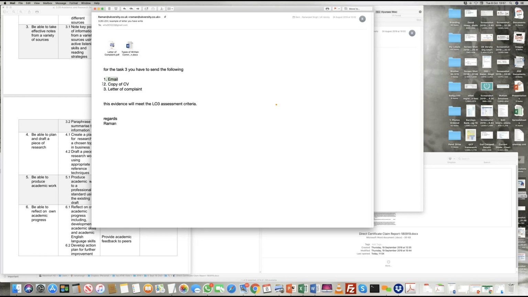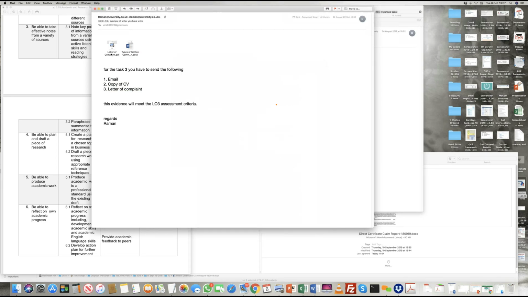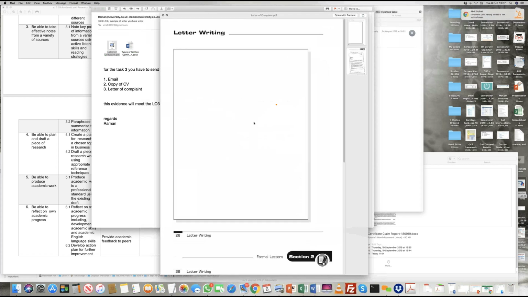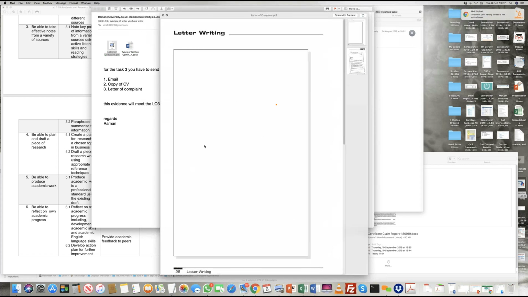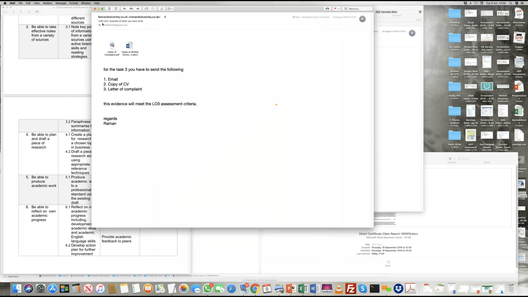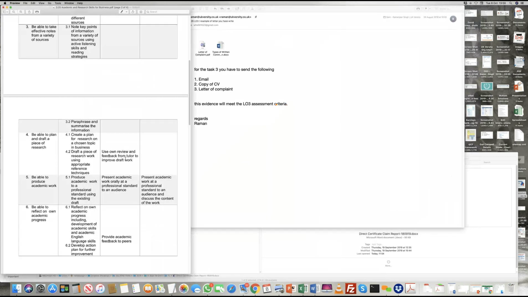So one I said was look at an email, second, copy of your CV, and third, draft a letter of complaint. So I've sent you this handout which talks about different types of written communication and the letter of complaint. There is a sample given here, and looking at this sample, you have to write a letter of complaint. That will cover your task 3 in the new unit, which is communication skills for business.